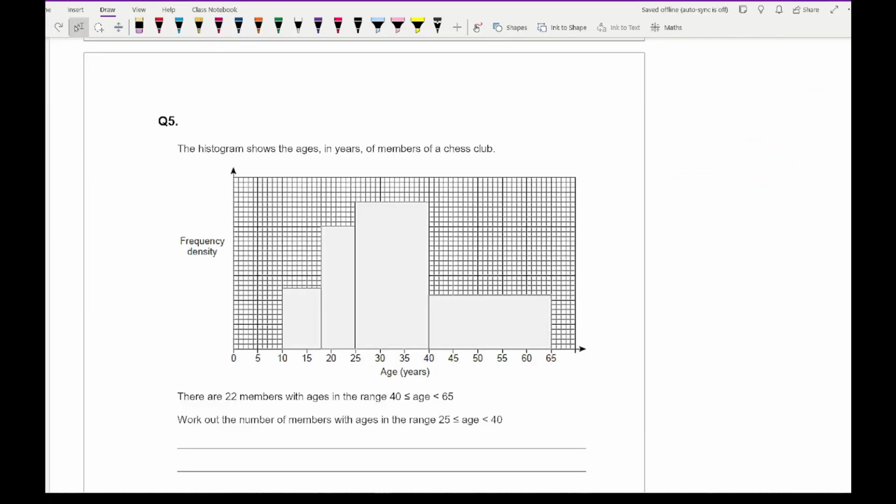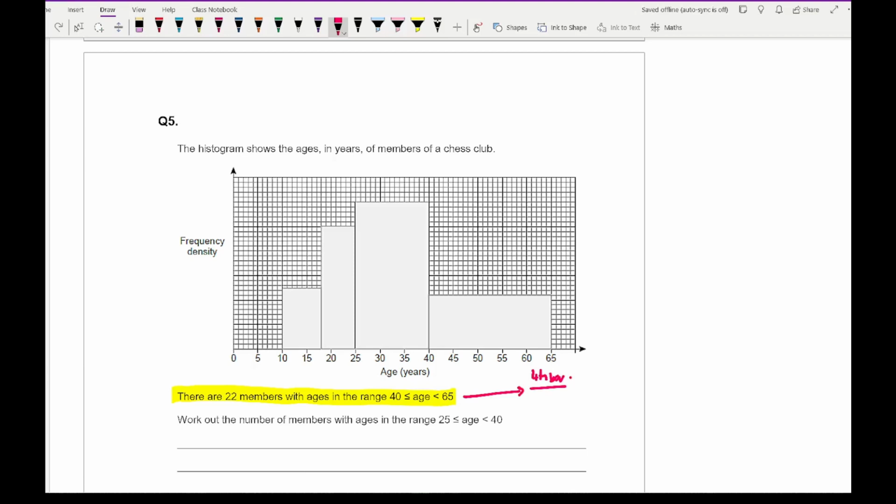So moving on to question 5, it says the histogram shows the ages in years of members of a chess club. There are 22 members with ages in the range of 40 to 65. Work out the number of members with ages in the range of 25 to 40. So first things first, the one key thing you should be able to spot straight away is that the frequency density column is not labelled at all. So in order to work out frequencies, I need to know what that scale is going to be. And I do that by using the information that's given to me in that first opening part of information. So here, looking at this is our 4th bar.